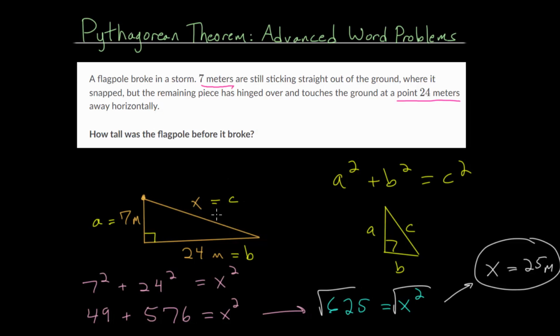So we now know that this hinged over part, this is 25 meters long, but we need to find the total length of the flagpole. So remember when it was fully standing, we had this piece that was 7 meters out of the ground, but if we rotate up this fallen piece so that it was standing again, this would be the 25-meter piece. So the total length of the flagpole would be 25 plus 7. So that would be 32 meters in length.